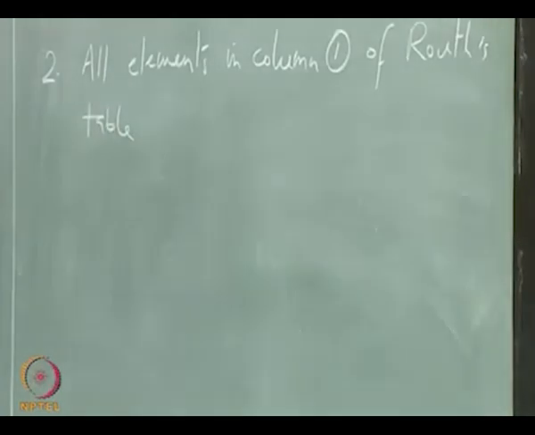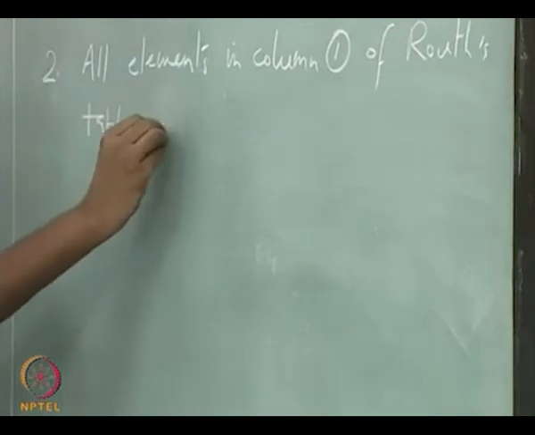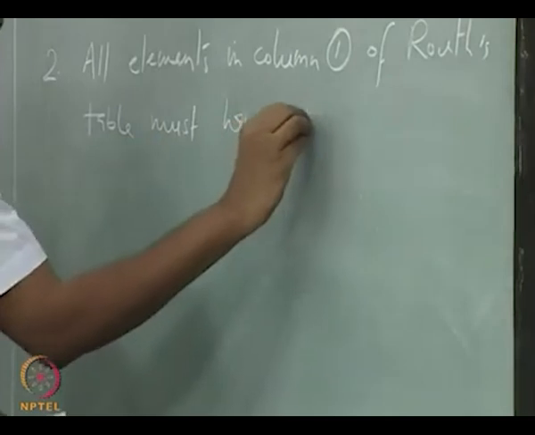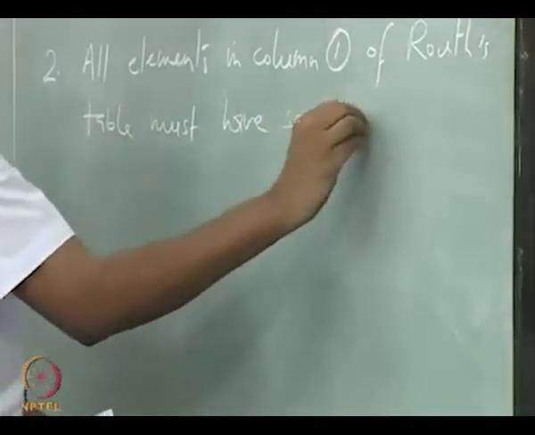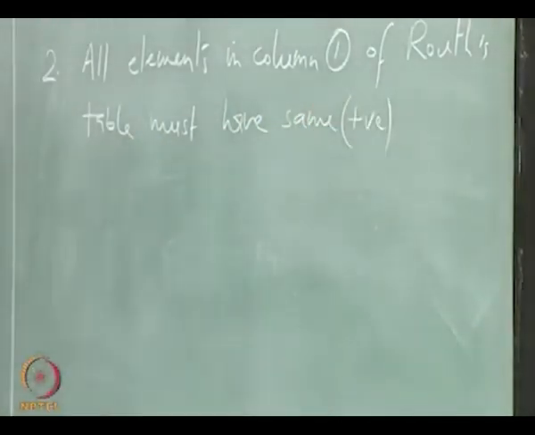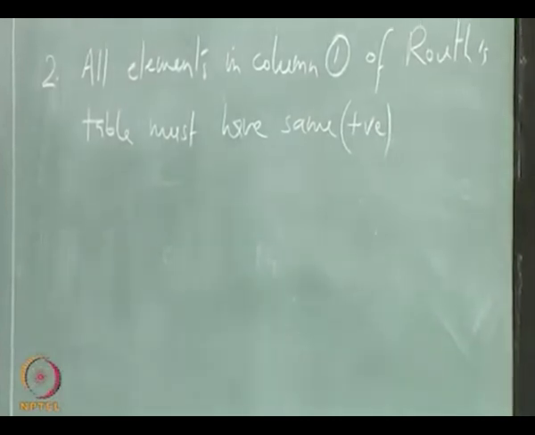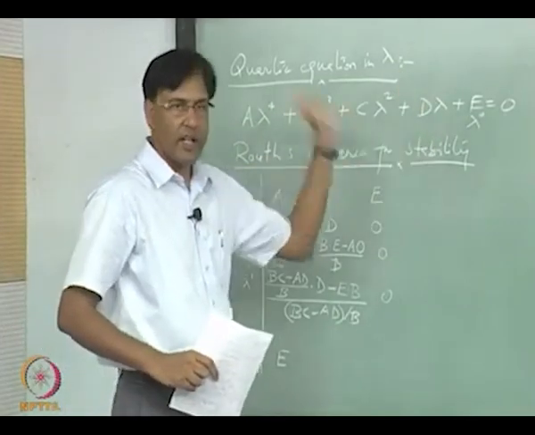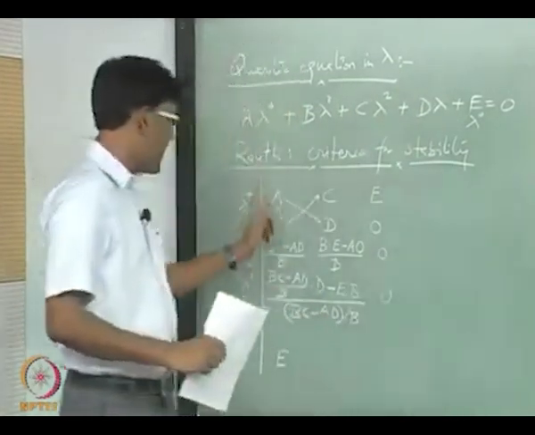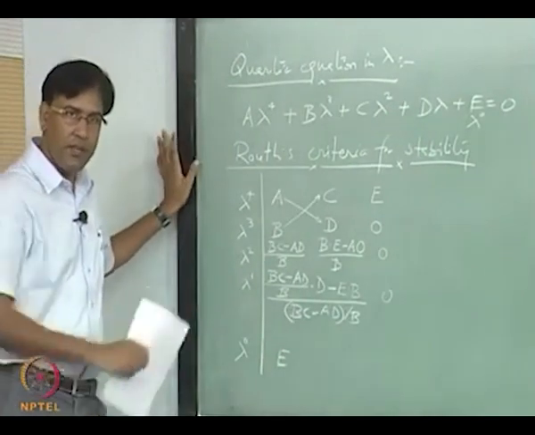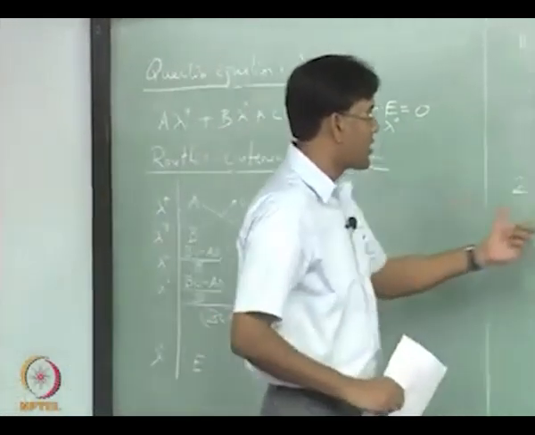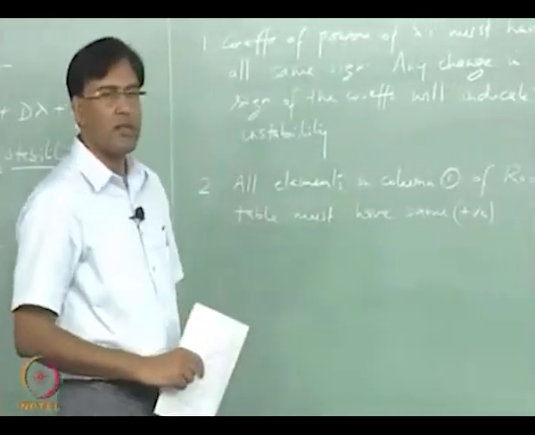So, this is Routh's table. All elements in column 1 of Routh's table must have the same, actually positive, sign, okay. So, we said that if all of them are negative, all the coefficients A, B, C, D and E, then we can take it to the right hand side, and then this is how we start writing the elements of the Routh's table. So, all elements in column 1 of Routh's table must have positive sign.